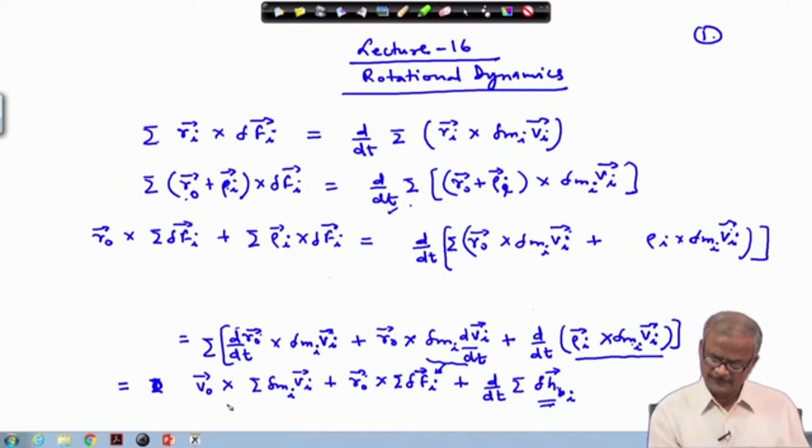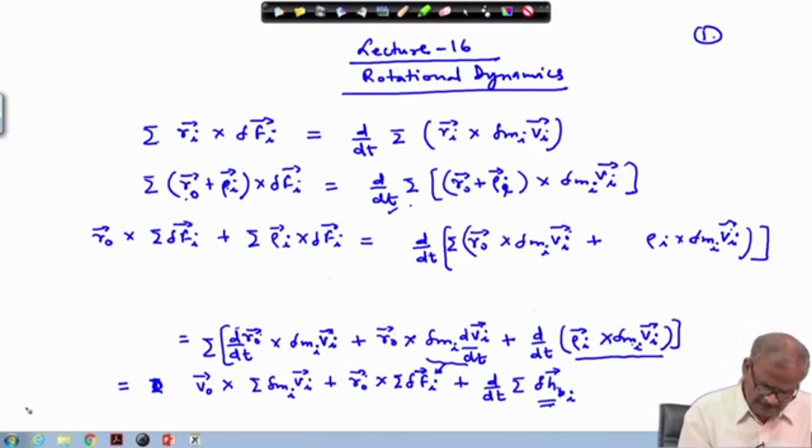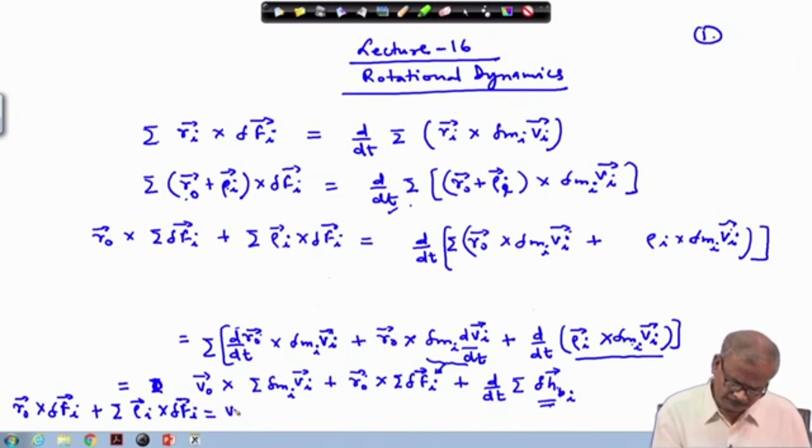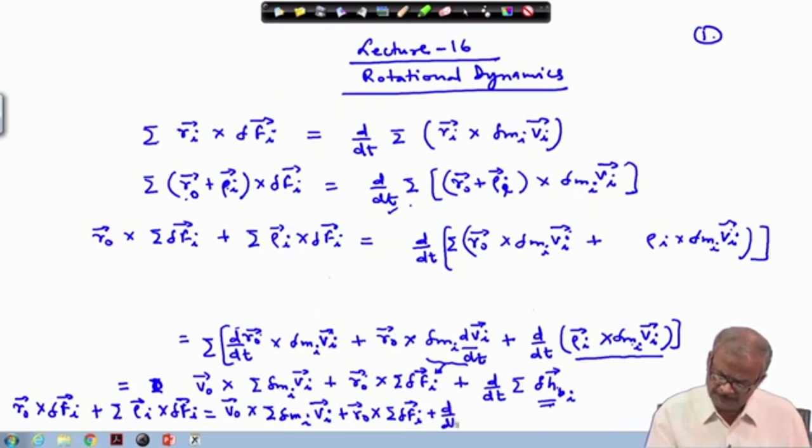So, what we get from this place is that this quantity can be written as r 0 cross delta f I, this equal to, plus d by d t summation delta h b I.